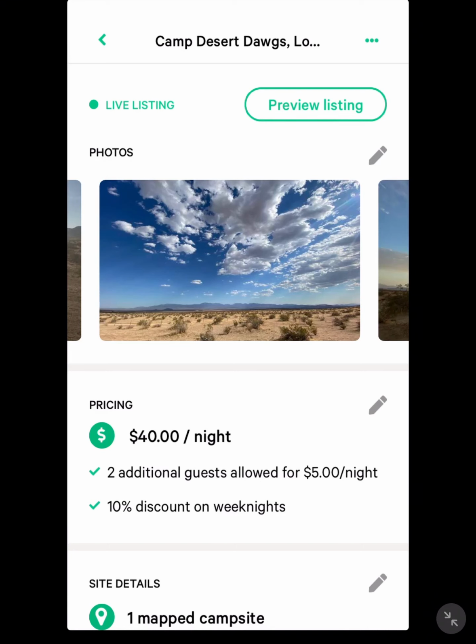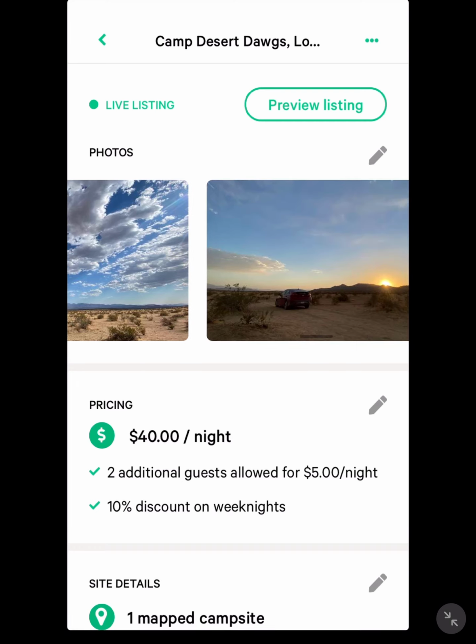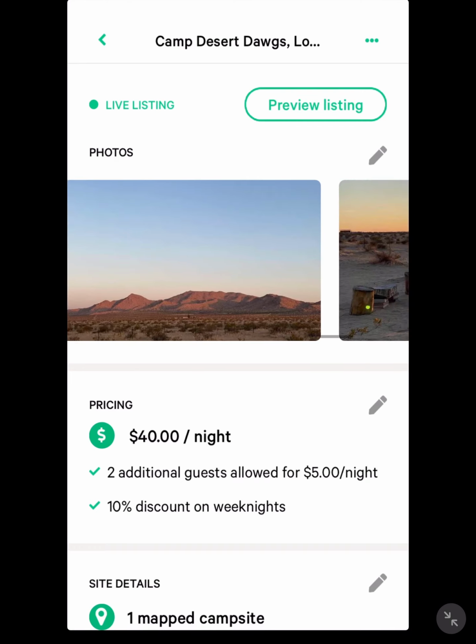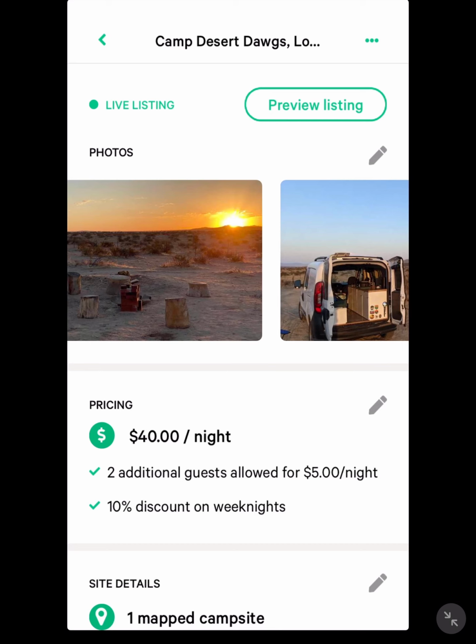Hey everyone, it's Ruger. Today I'm going to be covering how to price your Hipcamp, your Airbnb. This is just from my experience, but more specifically here we're looking at my Hipcamp listing. And as you can see, I have some pictures here from folks that have stayed, and currently I am pricing Camp Desert Dogs at $40 a night.